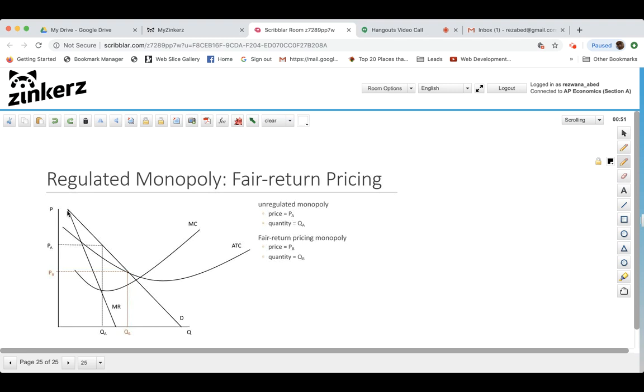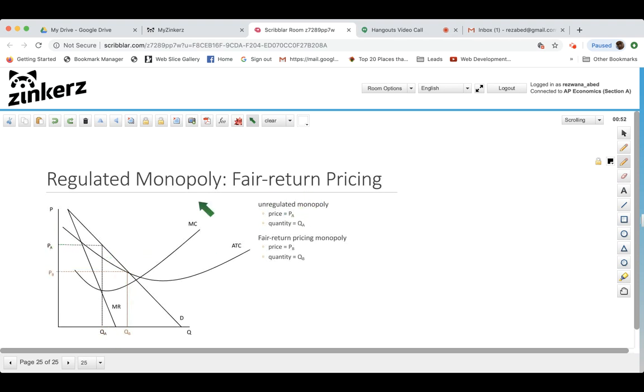So it's the same graph as the last one. This is your demand, this is your marginal revenue. If the unregulated monopoly would produce a quantity QA at the intersection of MC and MR, they would charge a price PA, by taking this QA all the way to their demand curve and then dashing it over. This PA and this QA is what the unregulated monopoly would produce and charge.